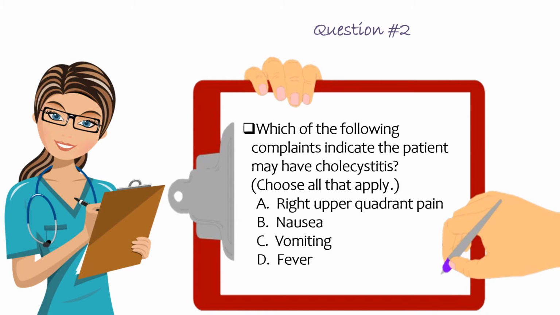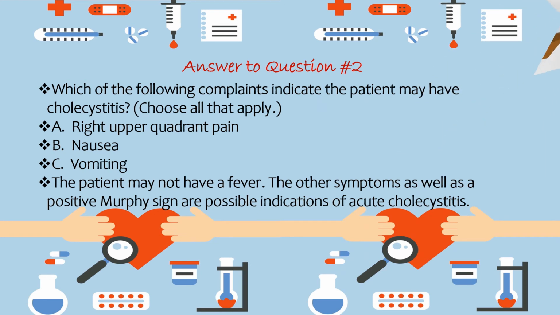Alright, so let's check if your answer is correct. This is the answer to question number 2, from the previous slides. Which of the following complaints indicate the patient may have cholecystitis? You have to choose all that apply. The correct answers are the right upper quadrant pain, the nausea, and the vomiting. You have to remember that the patient may not have a fever. The other symptoms, as well as the positive Murphy sign, are possible indicators of acute cholecystitis, or inflammation of the gallbladder.